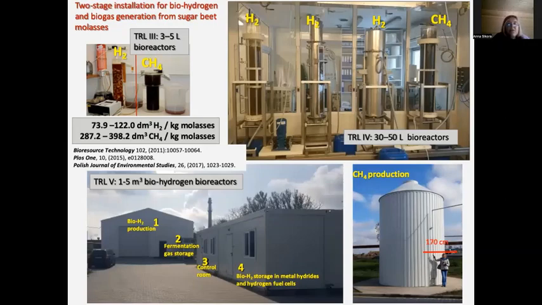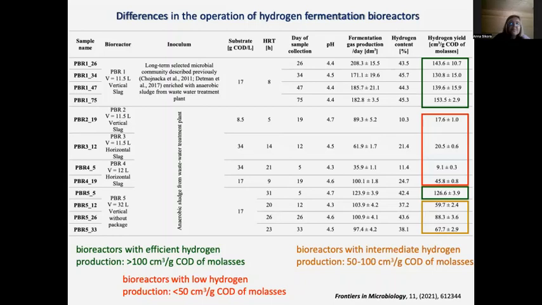We use the hydrogen-yielding bioreactors from the installations to explore dark fermentation microbial communities and metabolic pathways of biohydrogen production. We selected bioreactors with medium and low efficiency of biohydrogen production and searched for differences in the microbial community's composition and metabolic activity. Next slide, please. We identified a relevant factor for hydrogen production. It's a community balance between dark fermentation bacteria and lactic acid bacteria.